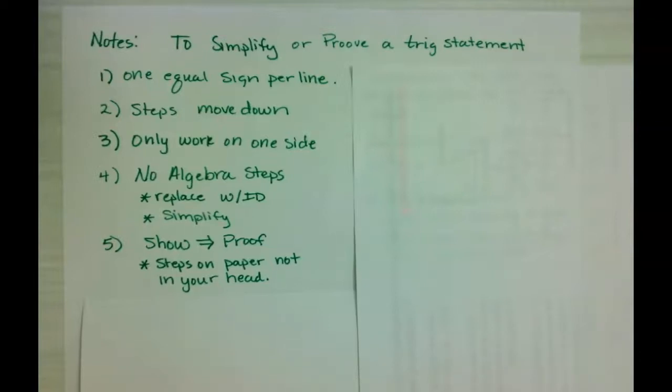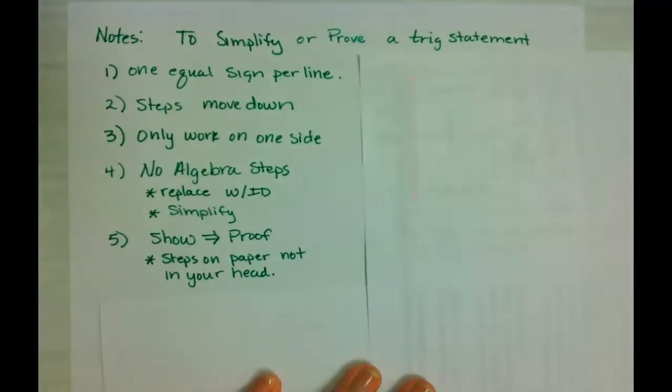in algebra, to prove, we're going to have one equal sign per line. Our steps are going to move down the page. We are only going to work on one side of the equation. No algebra steps, so no add, subtract, multiply, divide, square, square root, anything like that.